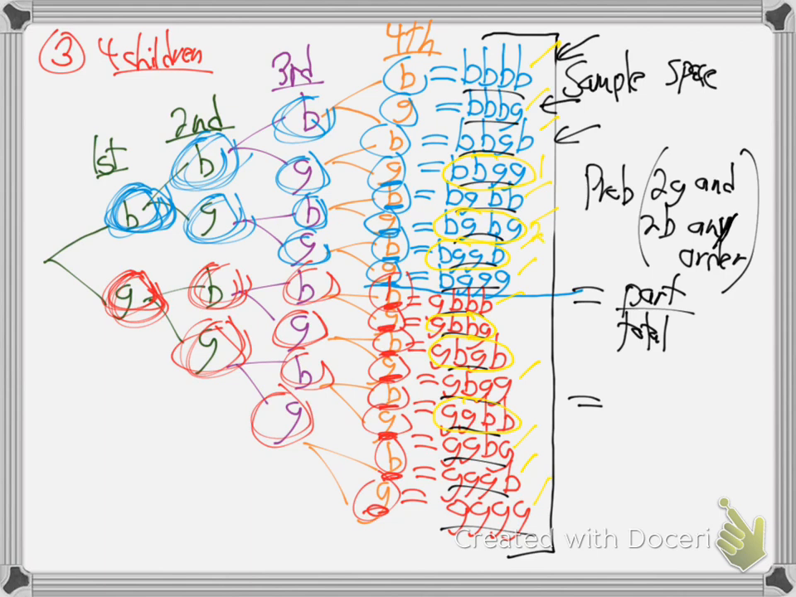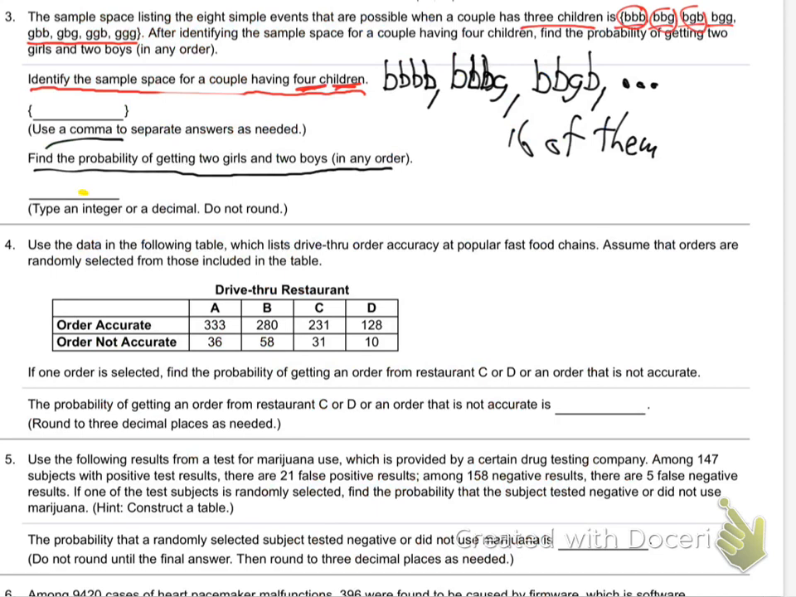So how many came out 2 girls, 2 boys? 1, 2, 3, 4, 5, 6. 6 of them out of the total 16. And now if you divide that in your calculator, you'll get 0.375. 6 over 16. We got the answer. That's the probability.